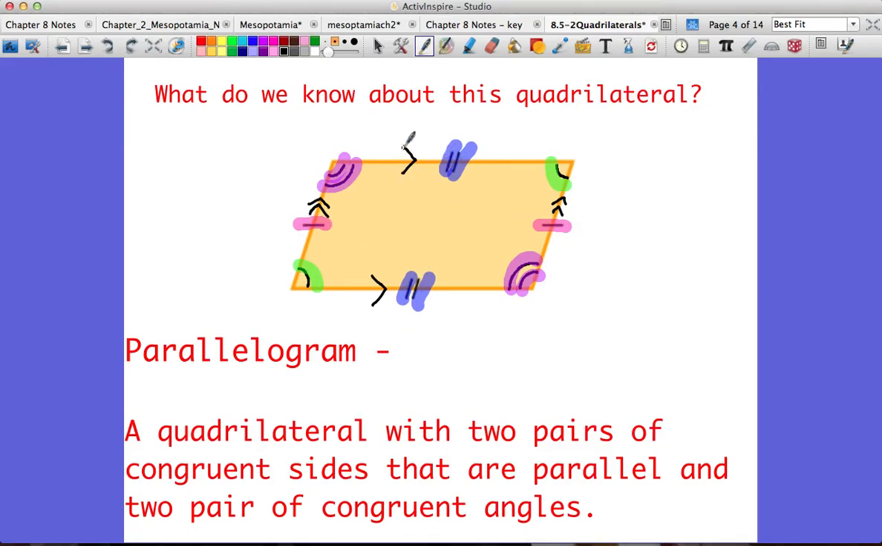Same thing with our parallel marks. This mark right here, this little half arrow, is the symbol we use for parallel on a figure. So this tells me that this side and this side are parallel to one another, and this side and this side are parallel to one another.